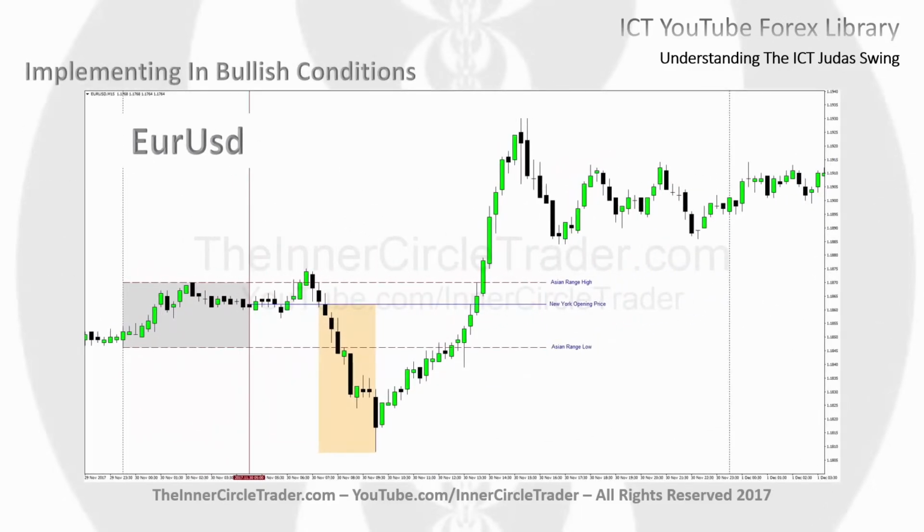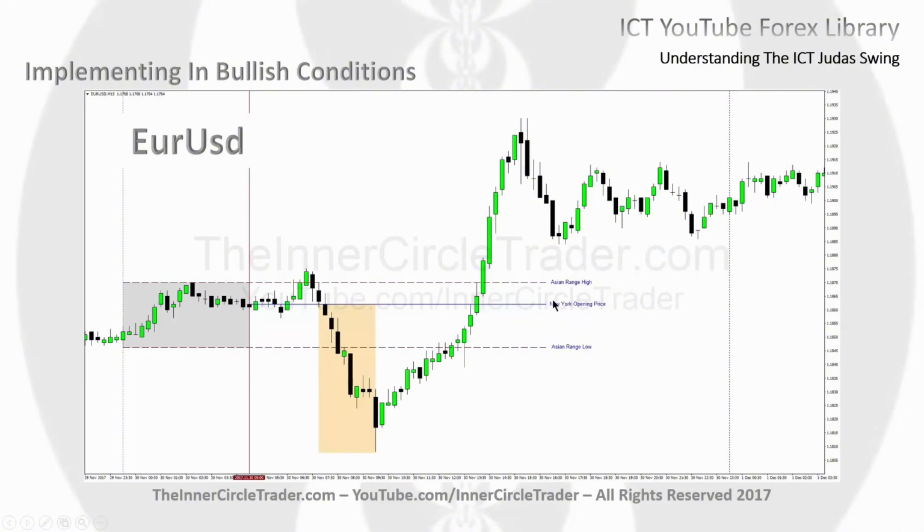Okay, so here we have the Euro dollar chart, and I want you to take notice that we have the Asian range applied. We also have the midnight delineation in New York. I've also highlighted the opening price at midnight. So this is the New York opening price. So whenever you hear me refer to New York open price, it's that price. Okay, whatever the opening price is, exactly at midnight New York time.